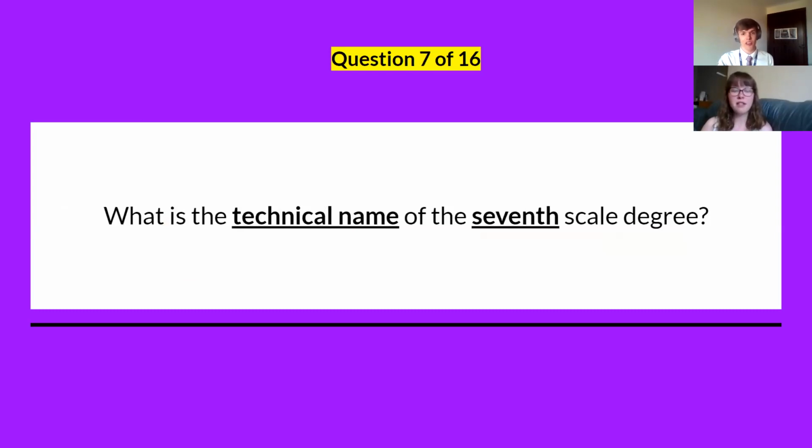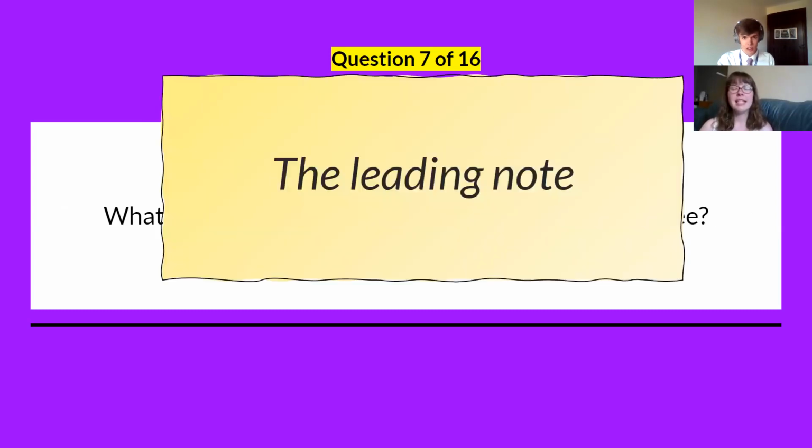So question number 7. What is the technical name of the 7th scale degree? It is the leading note. So it leads to the tonic. And it always has to do that. So in a piece, if you sing the 7th note of a scale, quite often your next note will be the tonic.